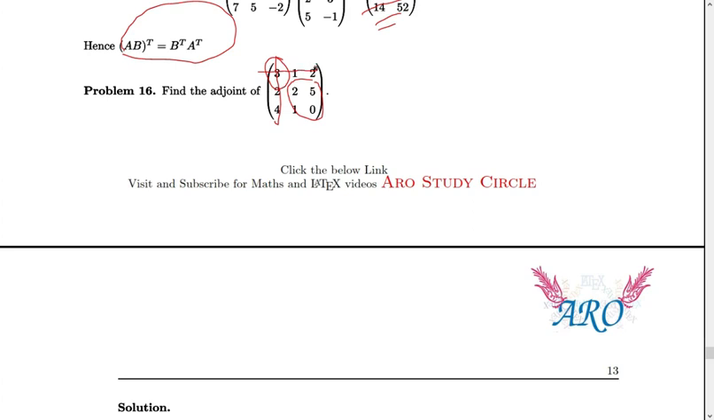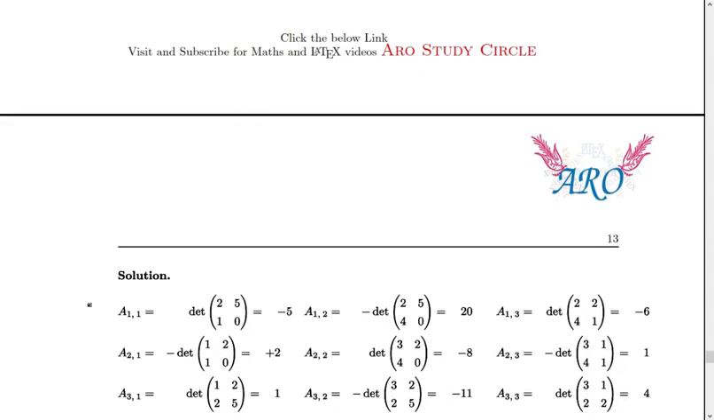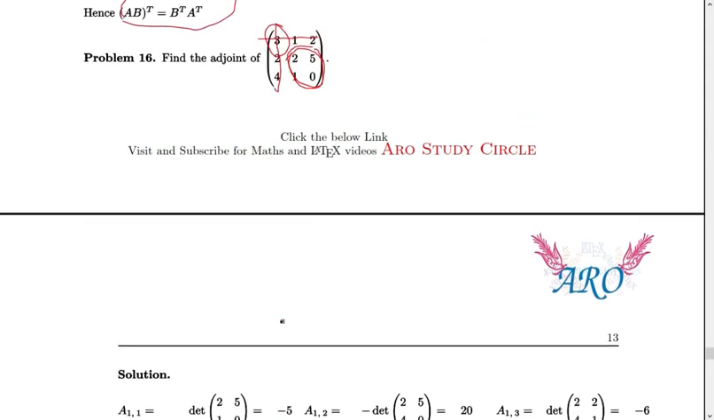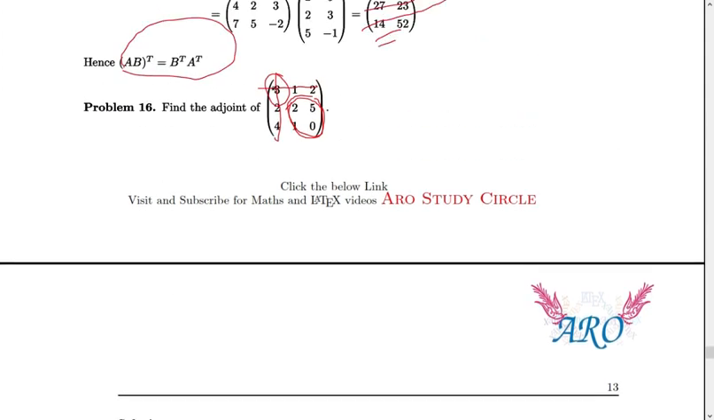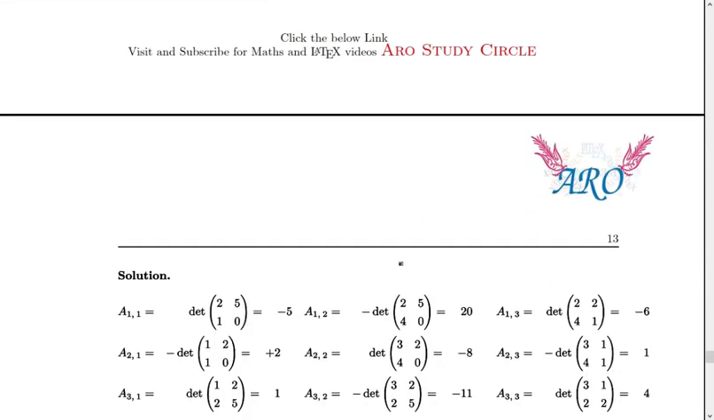Suppose you are considering the first element. You have to omit the first row as well as the first column, then take the determinant of the remaining matrix values: 2, 5, 1, 0. That is the procedure. The minor of the element A11 is equal to the determinant of this, which is minus 5. In a similar way, for A12 we omit the first row and second column. The remaining entries 2, 5, 4, 0 give a determinant of minus 20. Minus of minus 20 is equal to plus 20. Then A13 is equal to minus 6.